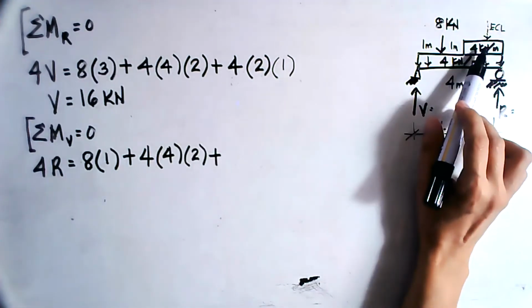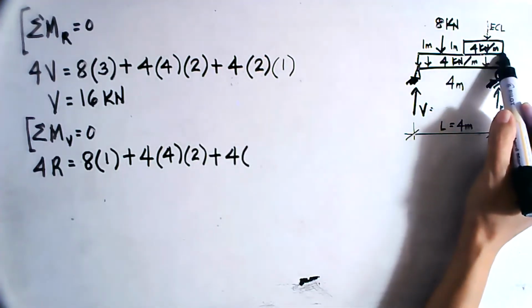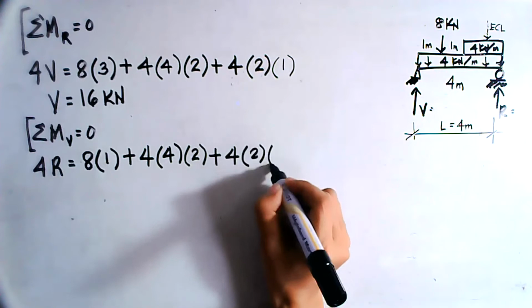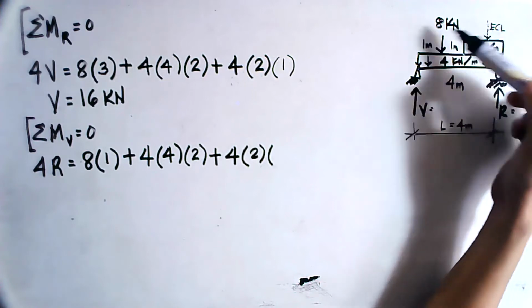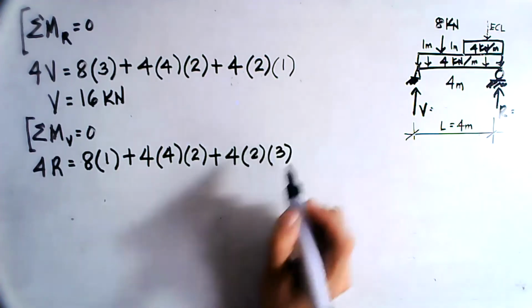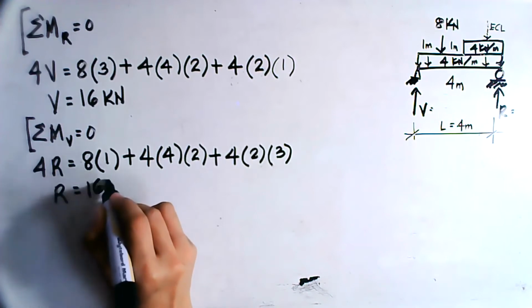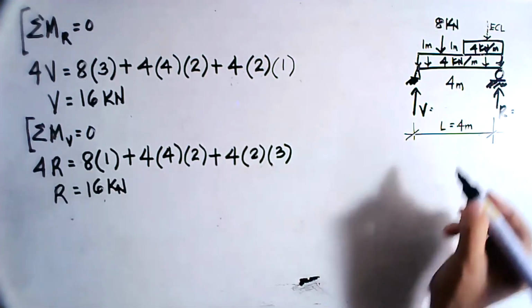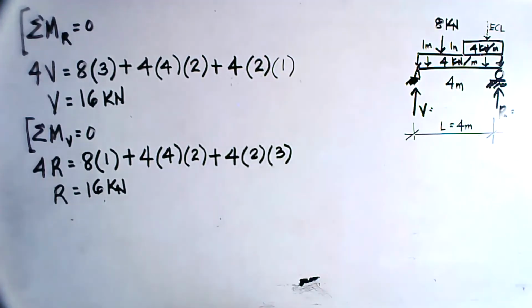Plus, we have this 4 kilonewton per meter. You multiply it again by 2 meters. And then this time, the equivalent concentrated load is at 3 meters from the hinge support. So we are going to multiply it by 3. Therefore, you would have the value for R, which is also 16 kilonewton. So we have here 16 kilonewton for the value of B and another value, 16 kilonewton, for the value of R. Those are our reactions.